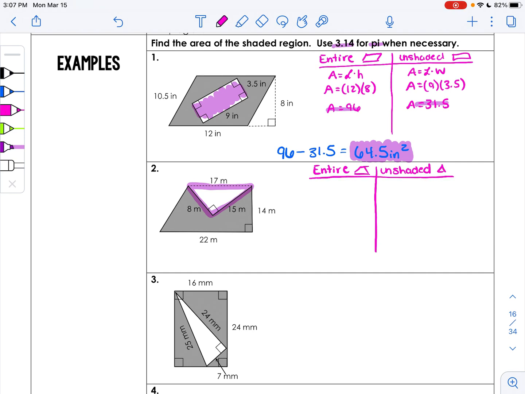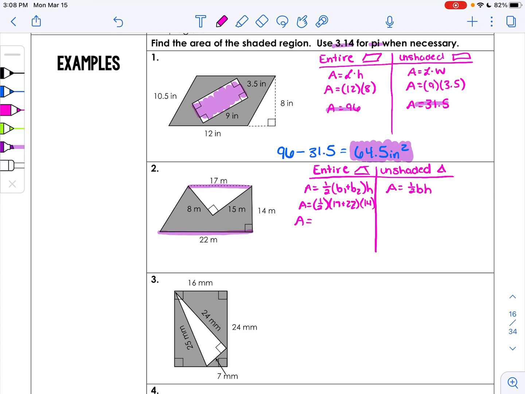And I know to find the area of a trapezoid, that formula is 1/2 base 1 plus base 2 times your height. And I know to find the area of a triangle, that's 1/2 base times height. So let's focus on the trapezoid first. So 1/2 times, so remember your bases are going to be your 2 parallel lines. So the 22 and the 17. So 1/2 times 17 plus 22. Times your height. Remember, your height's going to go straight up and down, which is 14.